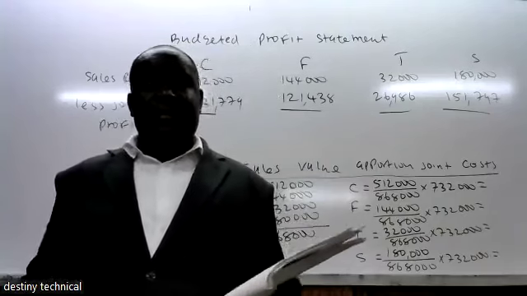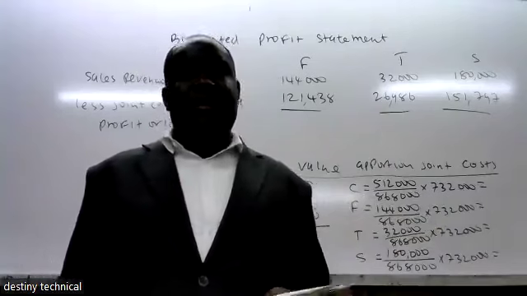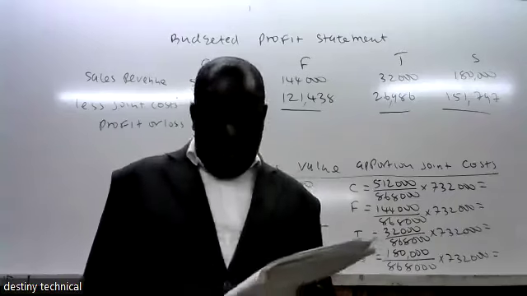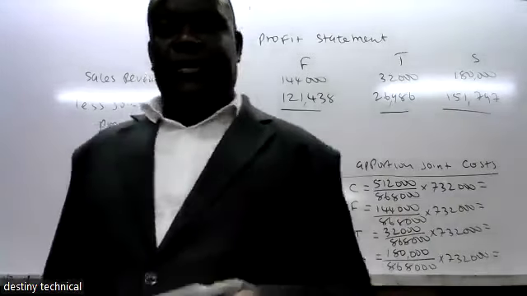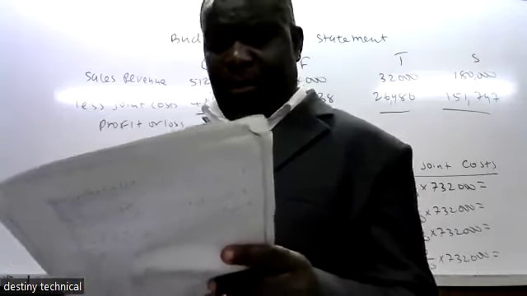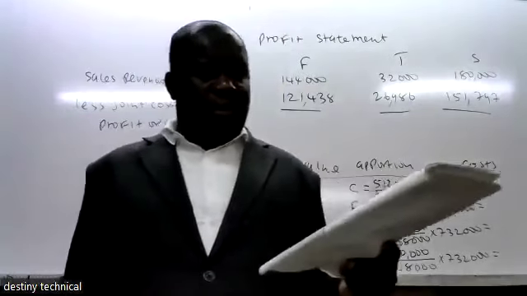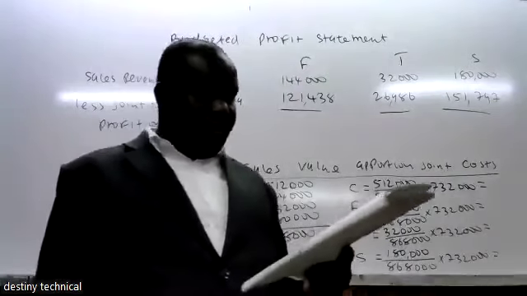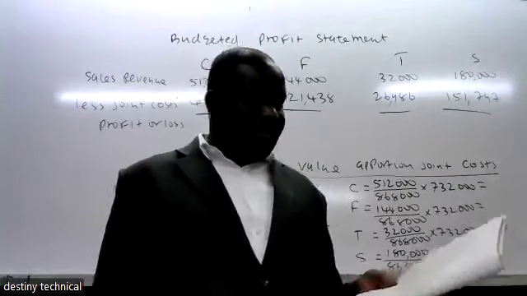So number one would be fair allocation to the joint products. When it comes to fair allocation to the joint products, we summarize that the method selected should be the one that fairly allocates the costs among the joint products.